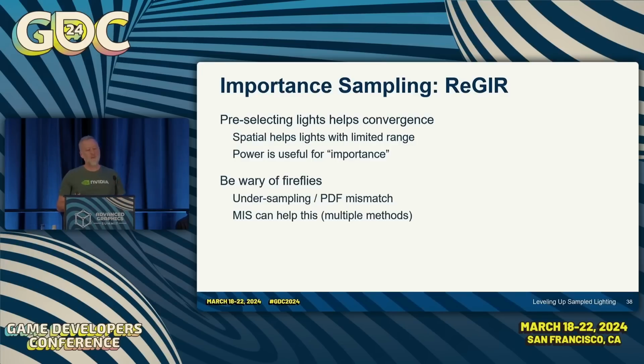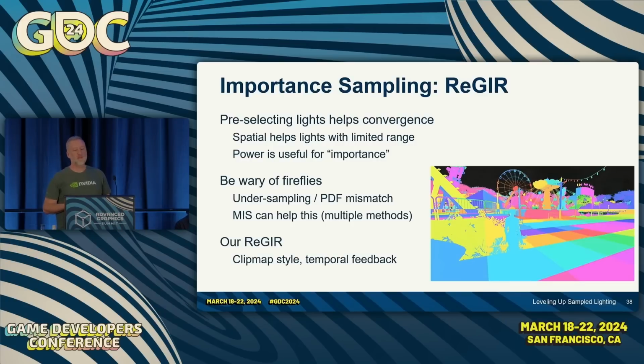We have to be a little wary of fireflies with our ReGIR implementation, and this is because undersampling these reservoirs can lead to fireflies in the reservoirs themselves, which can show up as boiling. And importantly, this can also happen if our PDF is being poorly matched. Importantly, multiple importance sampling is something that we do use to help alleviate this problem, because multiple importance sampling from using these different methods can sort of cancel out weaknesses in different sampling methods.